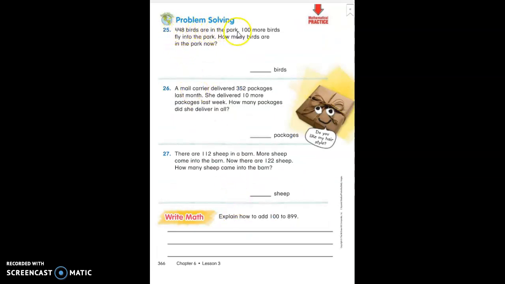448 birds are in the park. 100 more birds fly into the park. Look at this number. What is 100 more? We're going to look at the hundreds digit. 4, 1 more would be 5. 548. Take a picture of your completed work and upload it into the daily check-in.